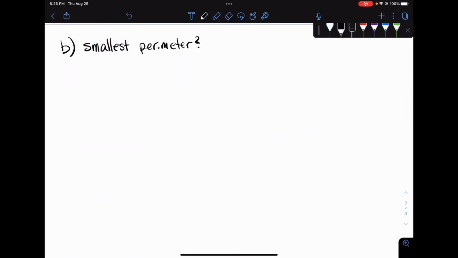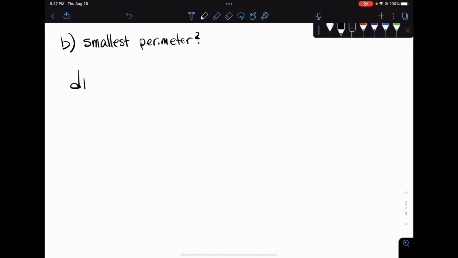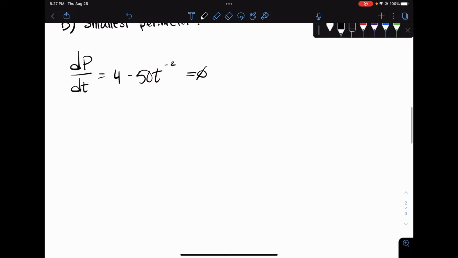Part B asks us to find what dimensions give us the smallest perimeter. The important thing is we're identifying that we're looking for a maximum, or in this case a minimum, which is our critical points. To find a critical point, we have to set the derivative of the equation in question, here perimeter, to 0. Lucky for us, we already have the derivative of our perimeter equation because we found it in part A. So we get 4 minus 50 times t to the negative 2 equals 0. Then we're just going to solve this and find t.